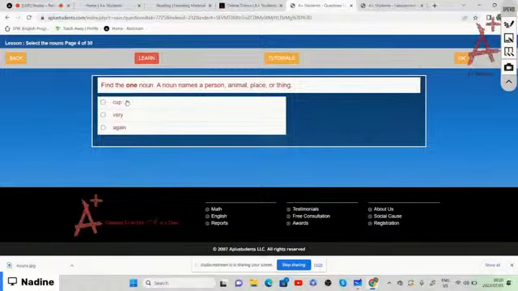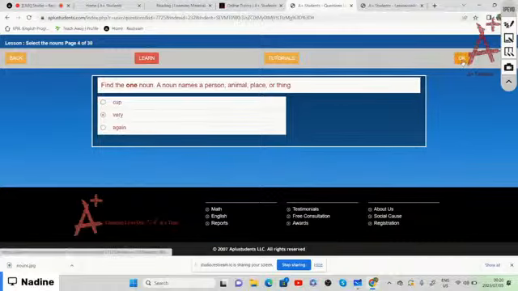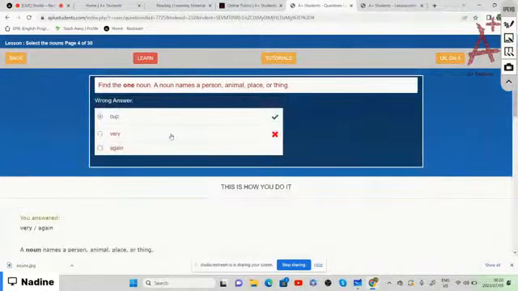So, find one noun within the next one. Remember, a noun names a person, an animal, a place, or a thing. Is it cup, very, or again? So what I'm going to do is quickly choose very. So I chose the incorrect one. Very is incorrect. Cup is a thing, right? And remember, if you make a mistake, well done to the person that chose cup.